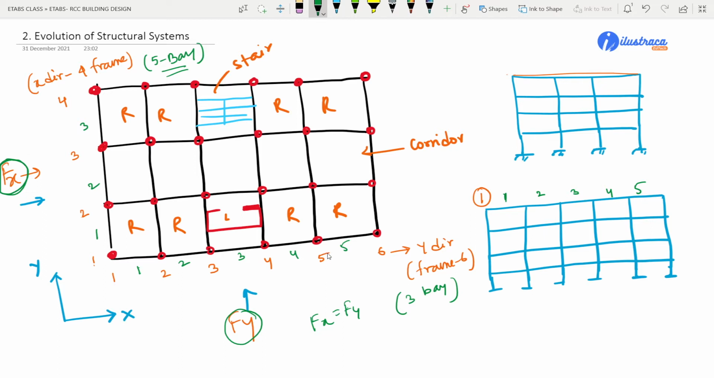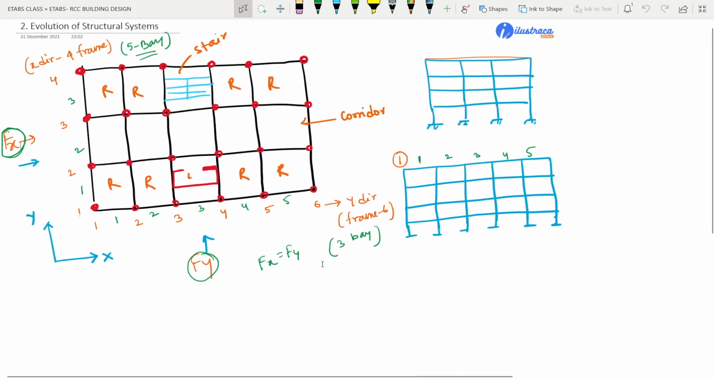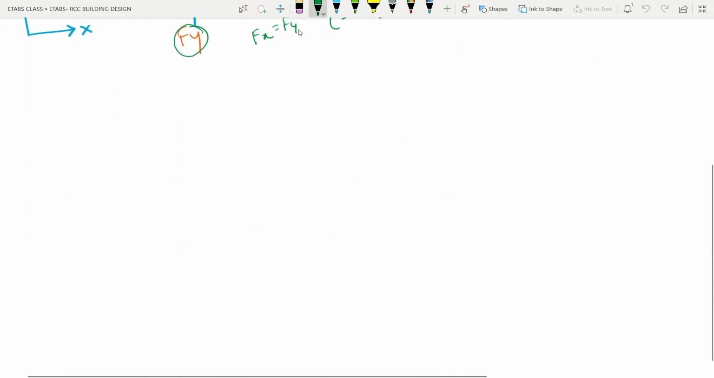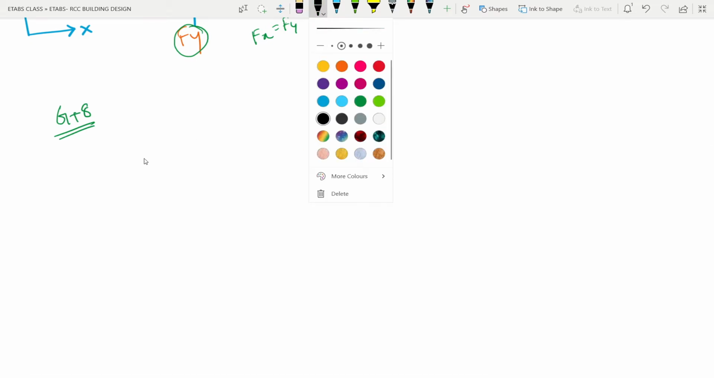But when the structure's height is pretty low, like G+3 or G+4, this kind of structural system with columns and beams, though weaker in this direction, may still be able to resist the lateral force coming on the structure. Now if I increase the height of this building, suppose to G+8, I will just draw a similar structural bay here.